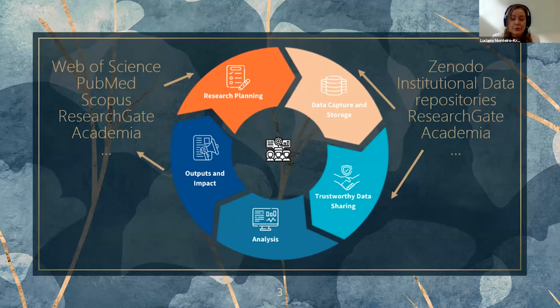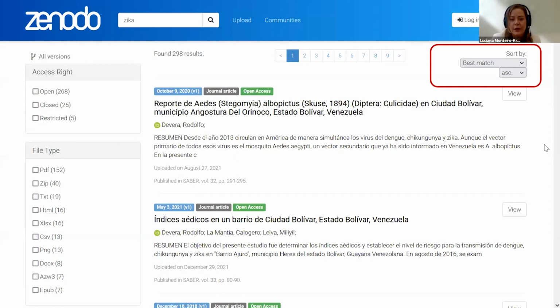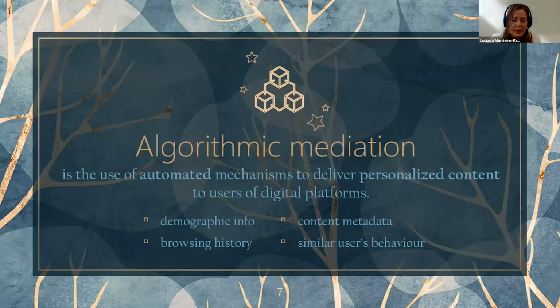And to look for researchers' profiles, but also literature and data sets, we consult digital platforms known as academic social media, such as ResearchGate and Academia. All of these platforms offer recommendations of content based on algorithmic mediation. Whenever you see the words suggested to you or best matched to your search, these contents are recommended by an algorithm.